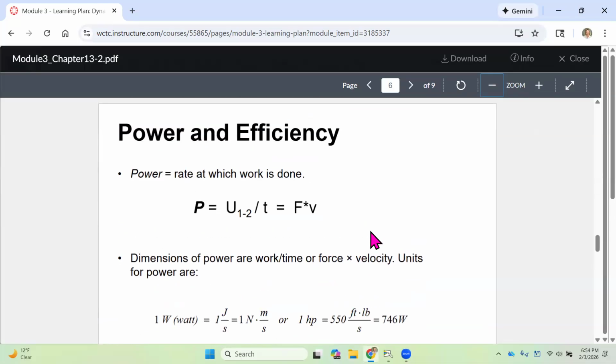So power is the rate at which we do work. So how fast do we actually do work? I like the example of, let's say I'm carrying a box filled with towels, or a laundry basket, and we're taking it up a flight of stairs, okay? And I think you all can relate to this.